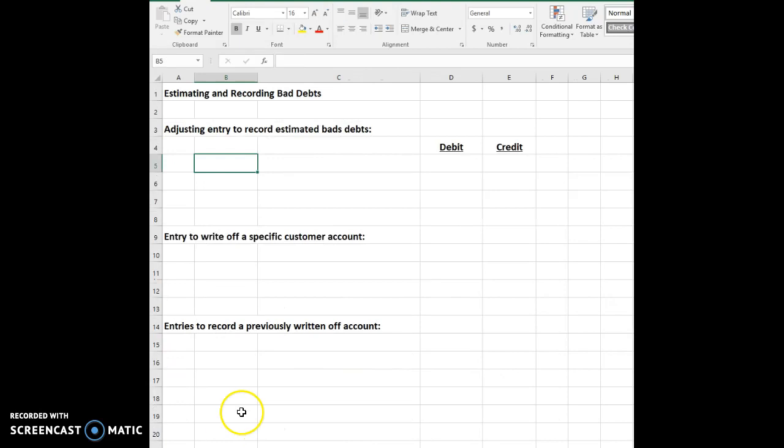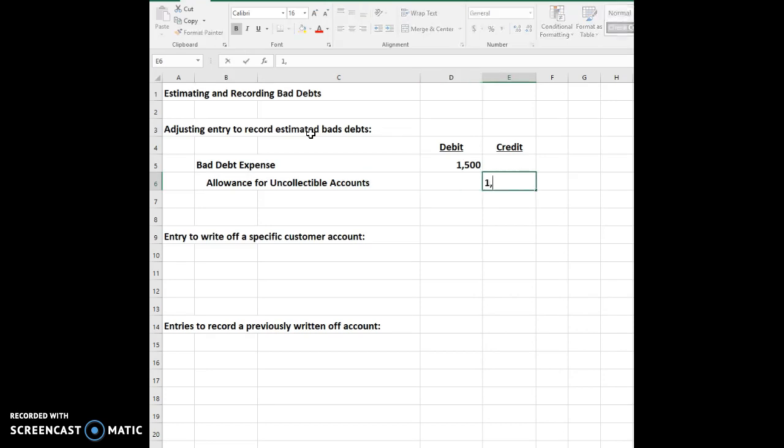So let's take the $1,500, and your adjusting entry will be bad debt expense, $1,500. That's the debit, and the credit will be to allowance for uncollectible accounts. And that's the adjusting entry.